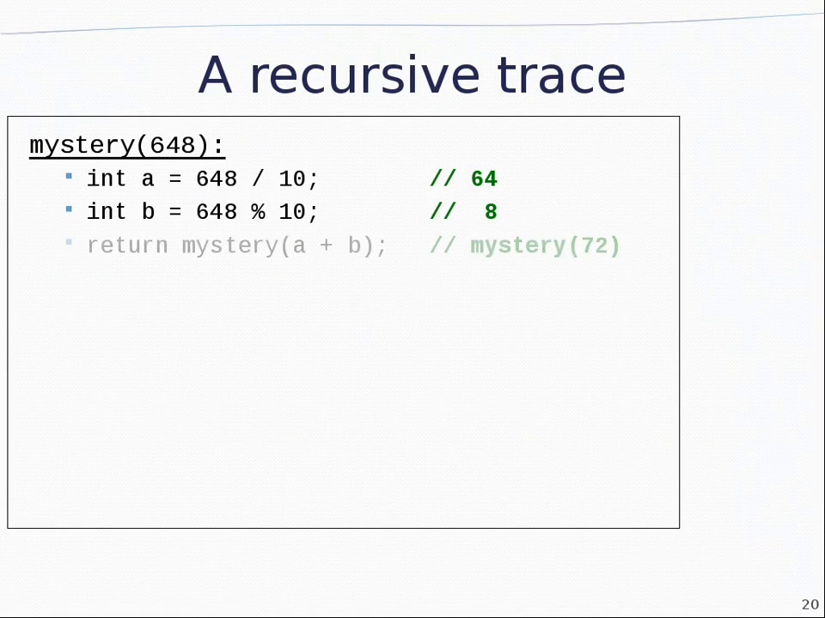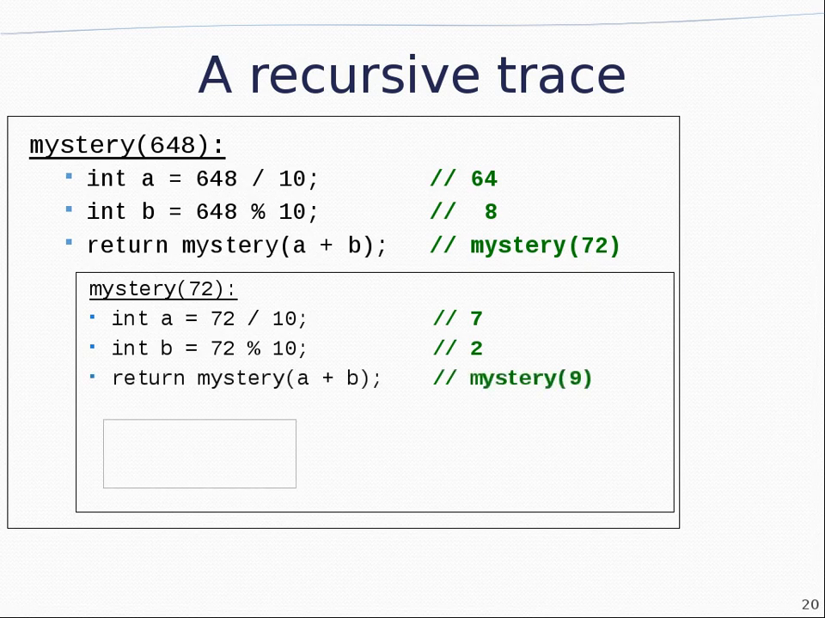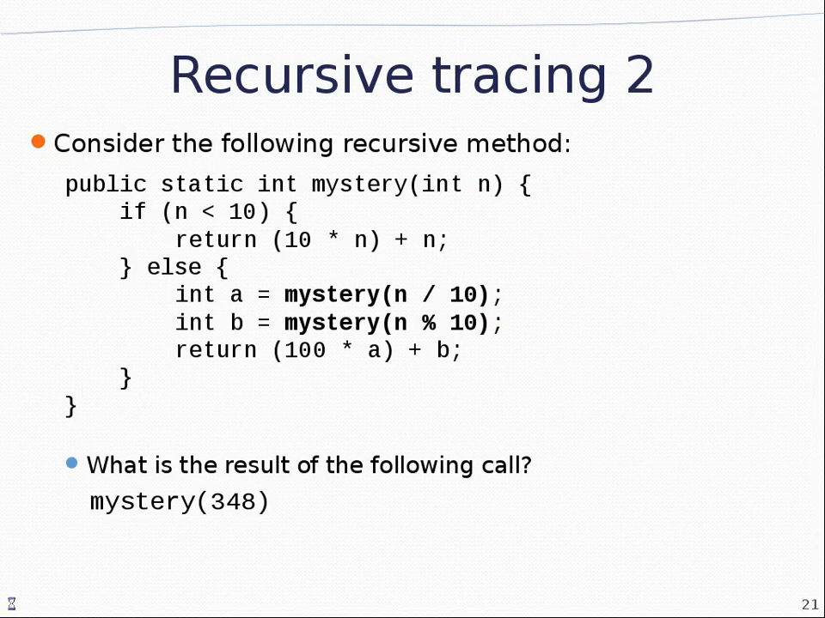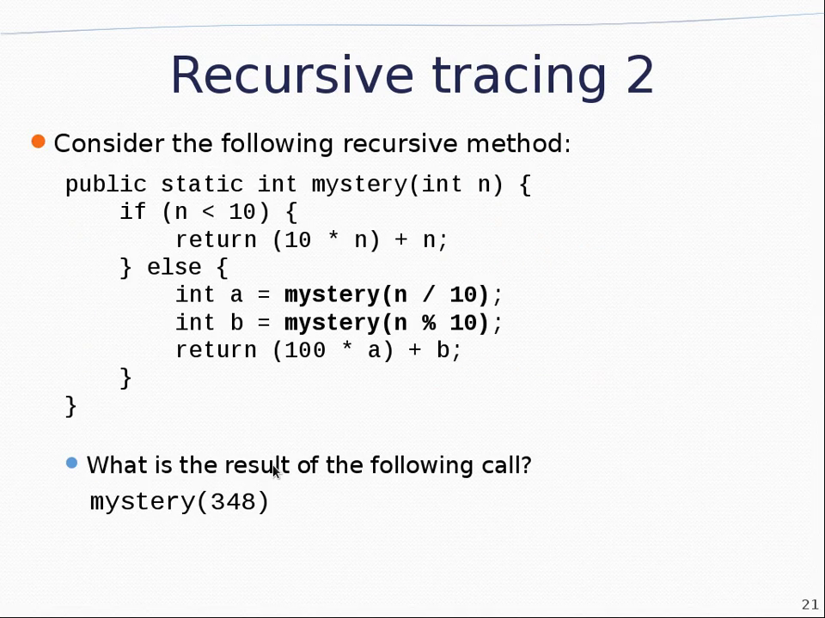Another way to picture it. See, we did mystery of 72. Then inside of that call, another mystery of 9, and for mystery of 9, we knew to just return 9. And then it would flow back up that the final answer is 9, because notice that we're just returning what the call is. And let's get another one.